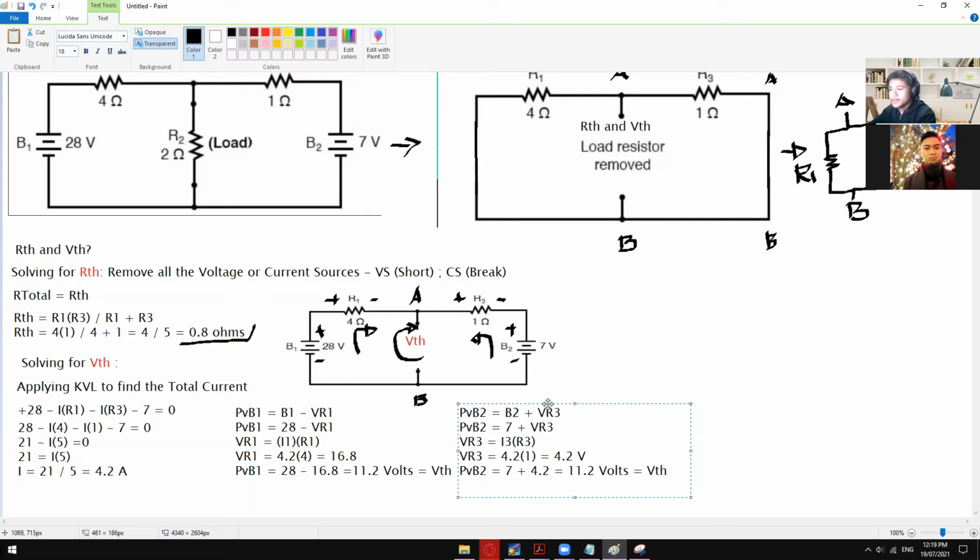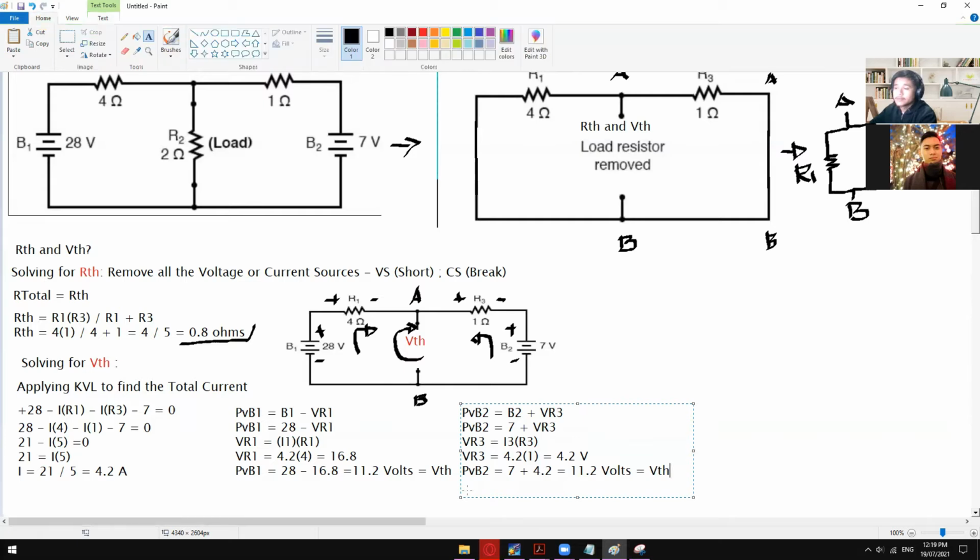So voila, we have just confirmed that the correct value of VTH is really 11.2 volts. So we have now solved the value of VTH. You can find the VTH on the left side part or on the right side part, either of those two. So are we clear so far to this point?